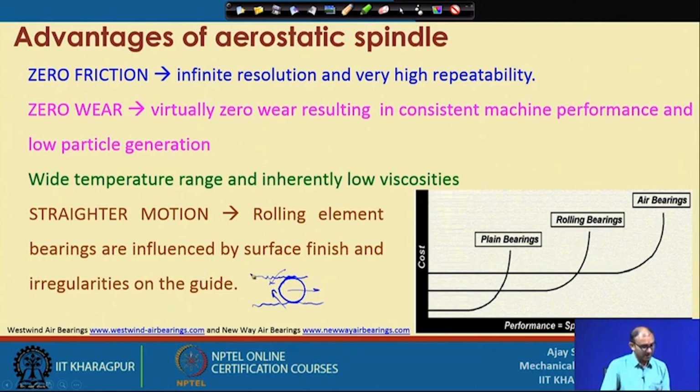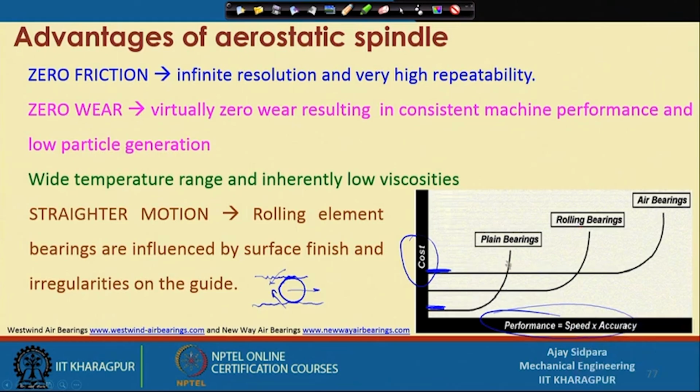So, that is the advantage. Now, if you see this particular graph, on the y axis it is the cost and on the x axis it is the performance. Obviously, the cost of the air bearing is very high, and the roller bearing is in between these two. But if you see the performance advantage, speed and accuracy, then it has a limit.